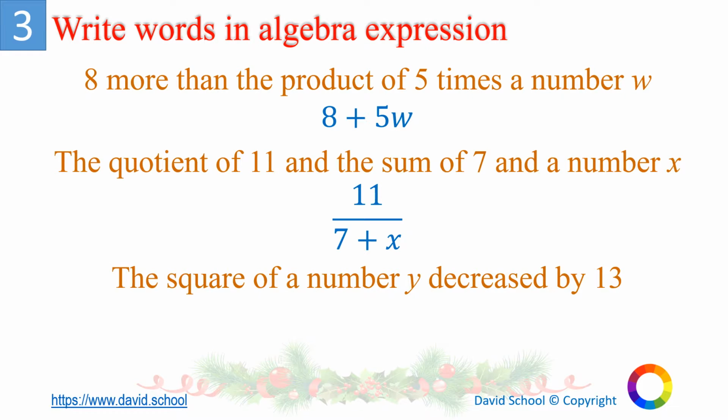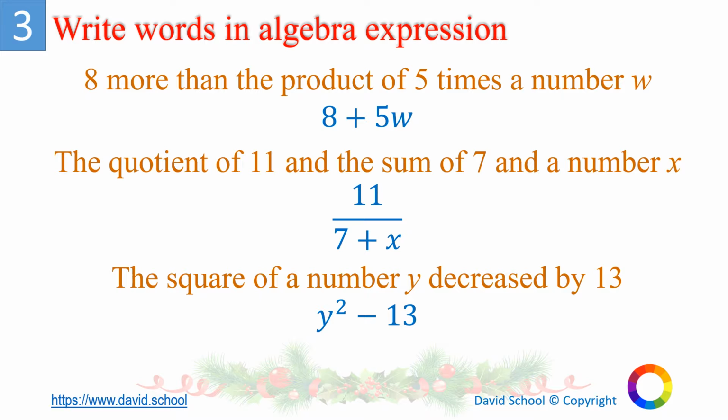The square of a number y decreased by 13. The square of a number y is y squared. Decreased by 13 is negative 13, which is y squared minus 13.